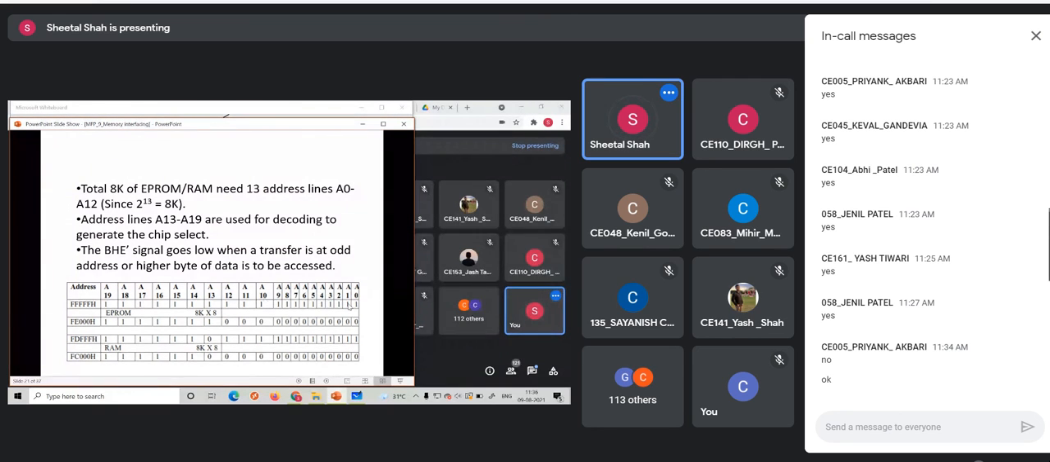Now, since it is A0 till A12, what would be the starting address of that particular ROM chip? You can see that A0 to A12 is my address range. So the starting address, with A0 to A12, would be all zeros. The ending address from A0 to A12 would be all ones. Do you agree to this, all of you?